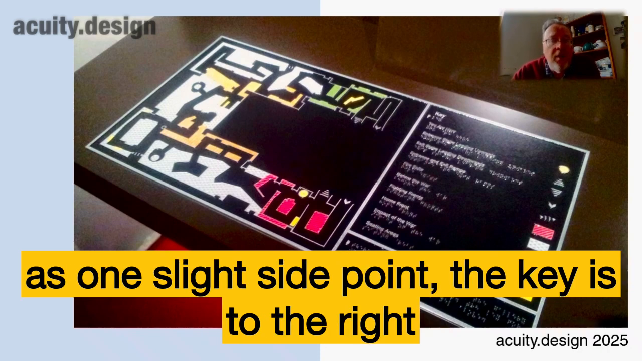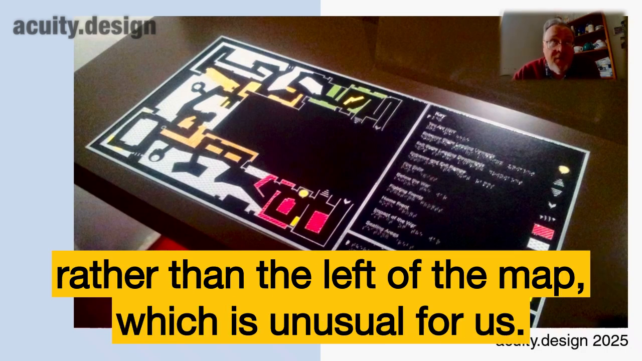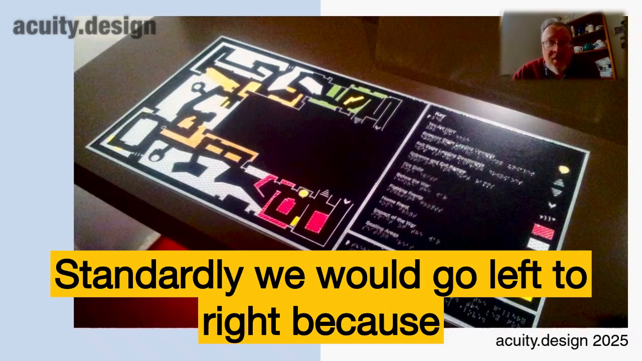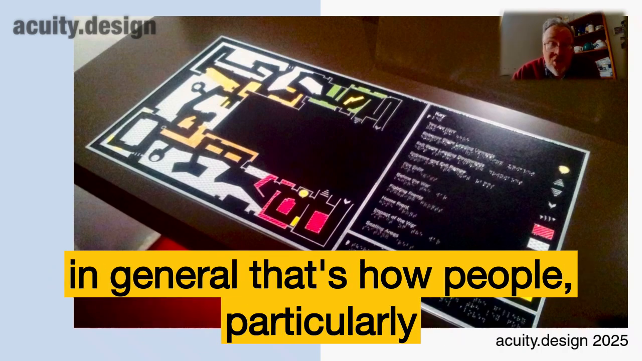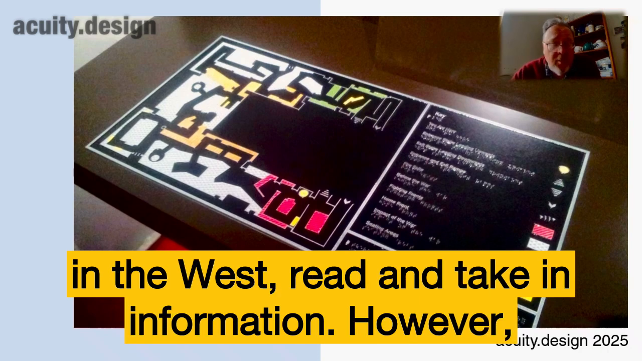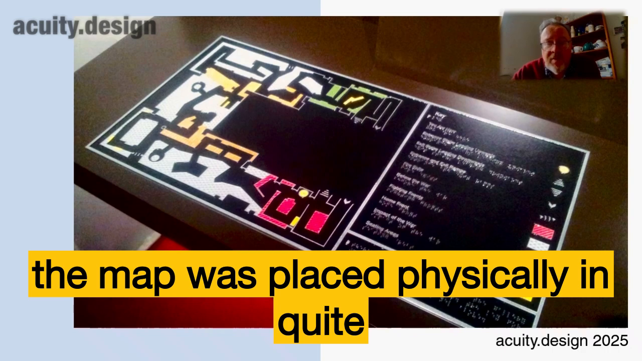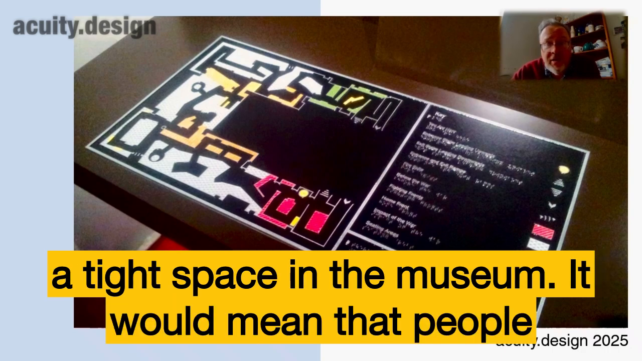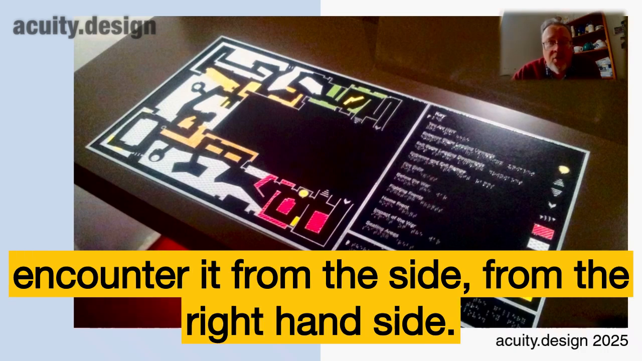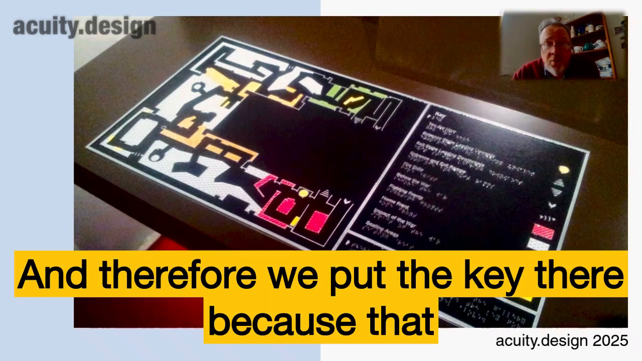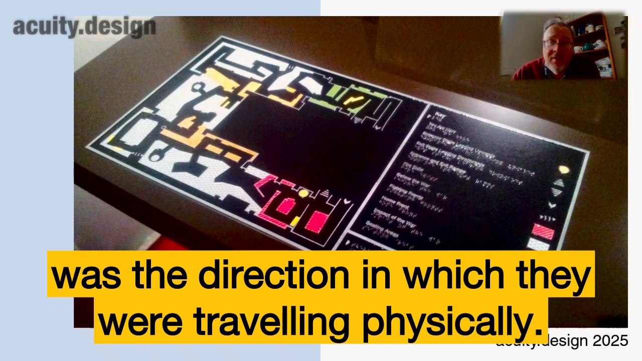Just as one slight side point, the key is to the right rather than the left of the map, which is unusual for us. Standardly, we would go left to right because in general, that's how people, particularly in the West, read and take in information. However, the map, which was placed physically in quite a tight space in the museum, would mean that people encounter it from the side, from the right hand side, and therefore we put the key there because that was the direction in which they were traveling physically.